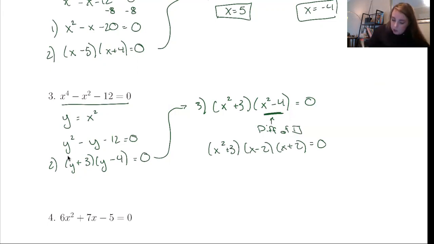Okay, cool. We're still on step 3. So I'm going to set x squared plus 3 equal to 0. That's x squared equal to -3. That's going to give me no real solution. Remember that: there is a solution, but it's just not real.